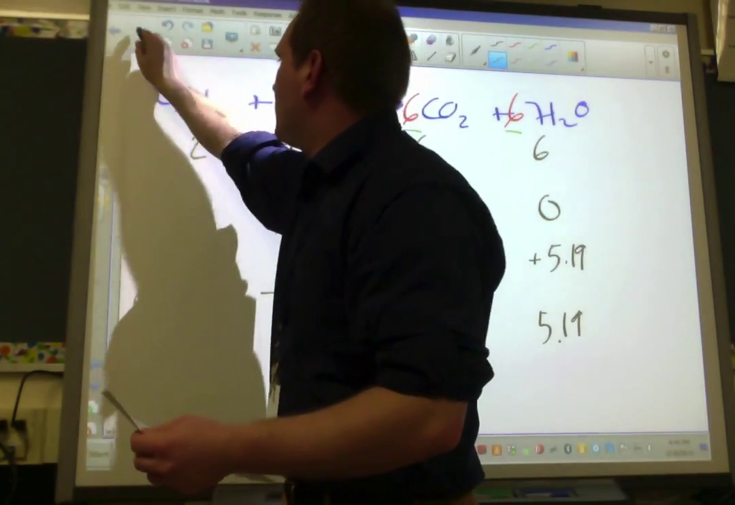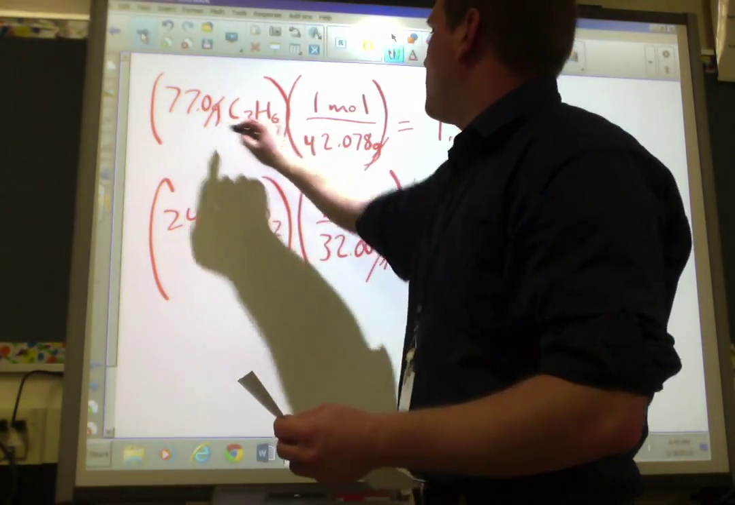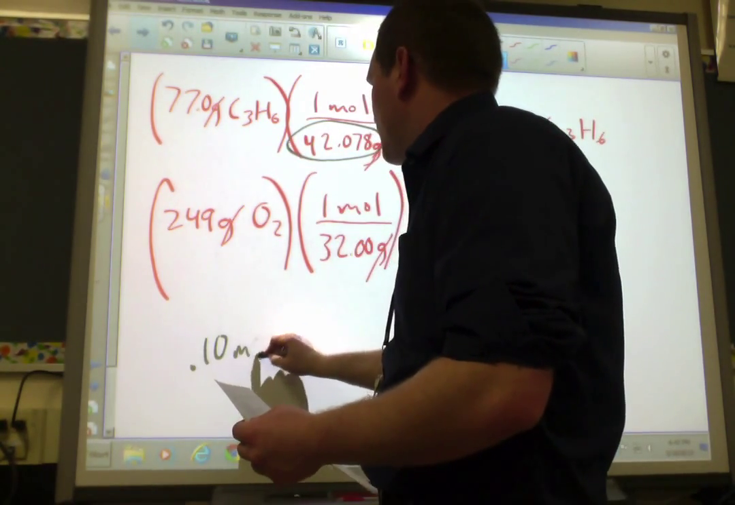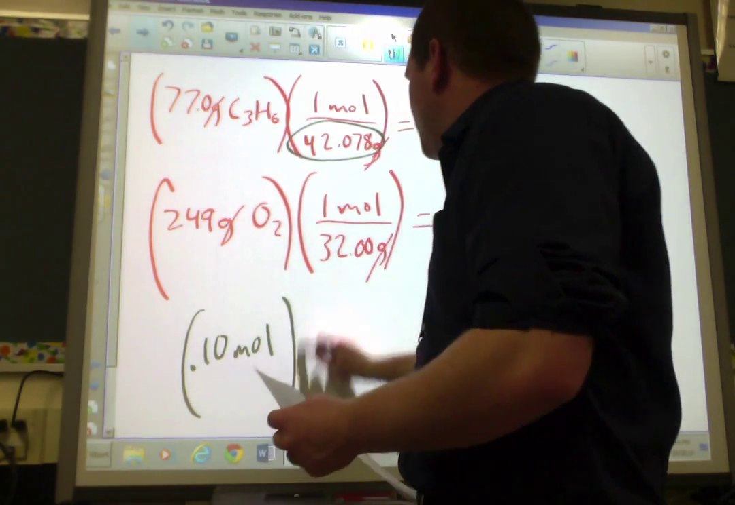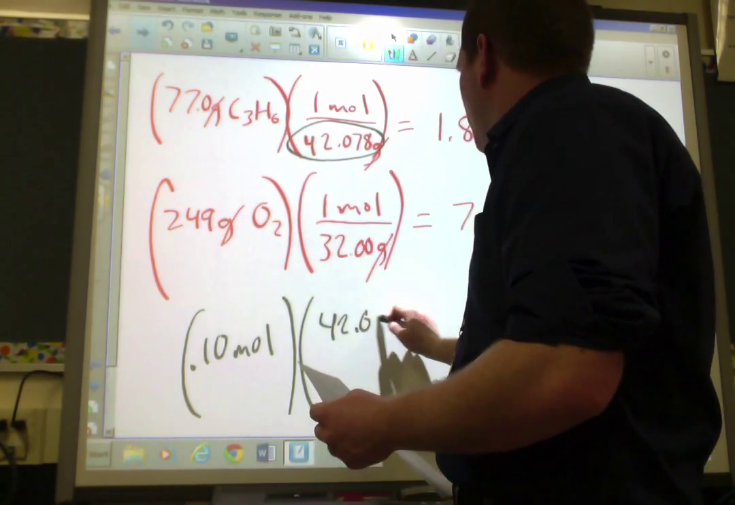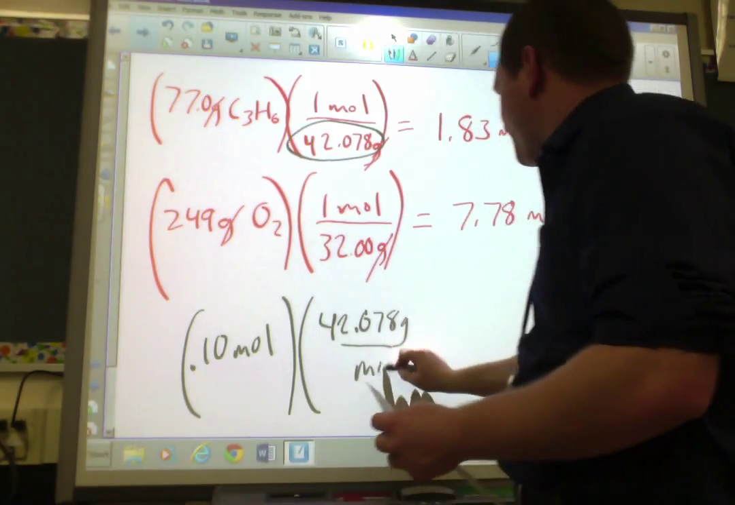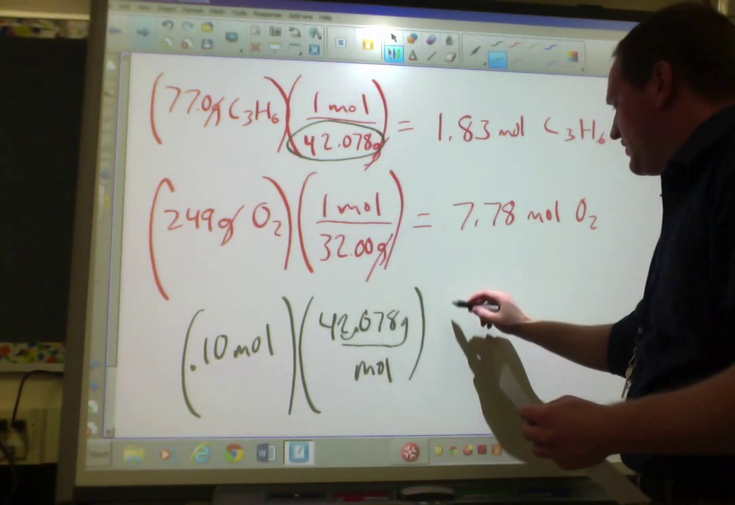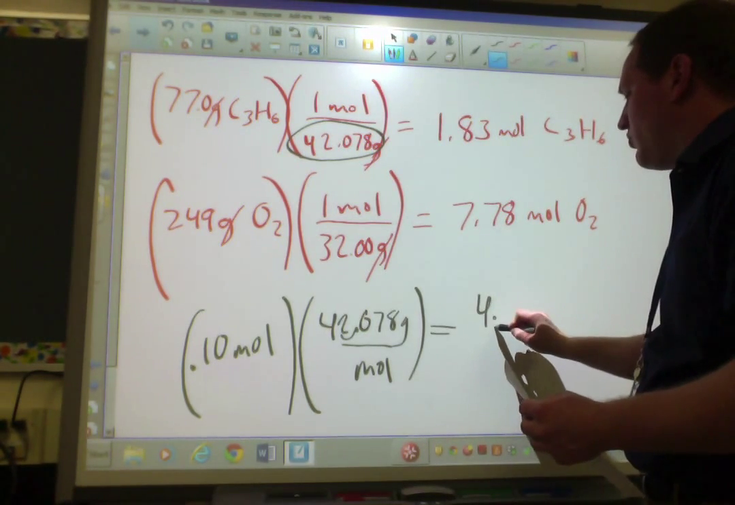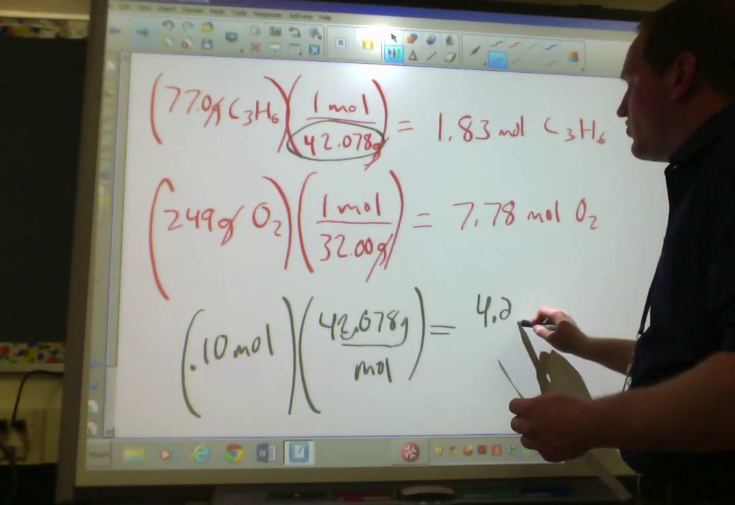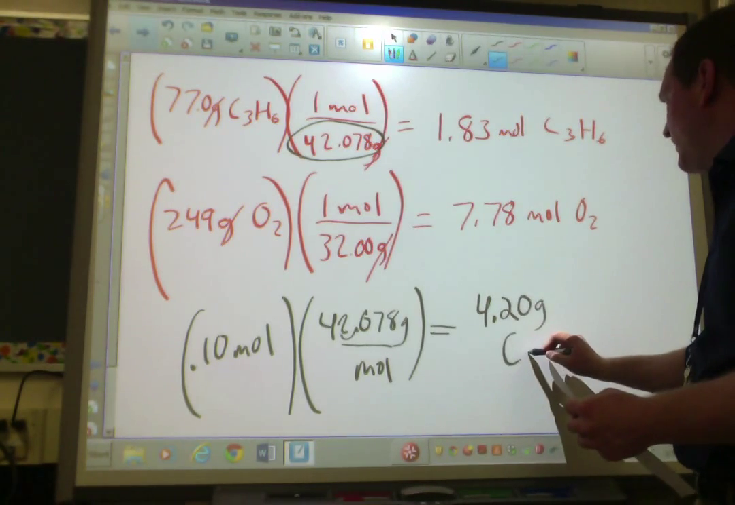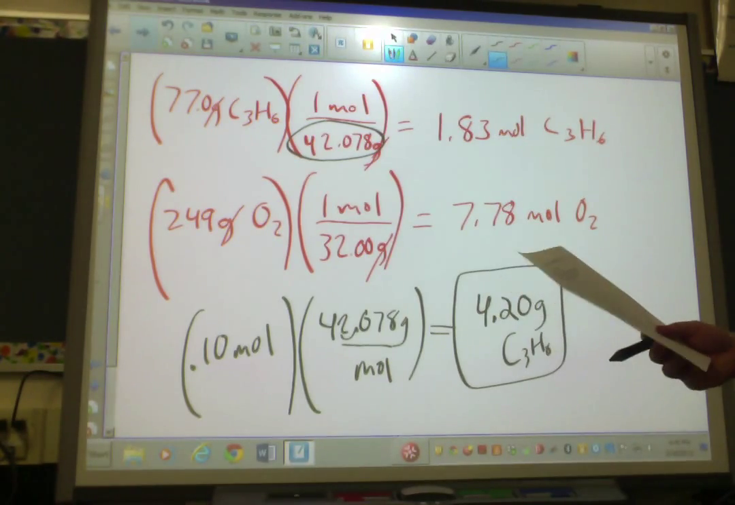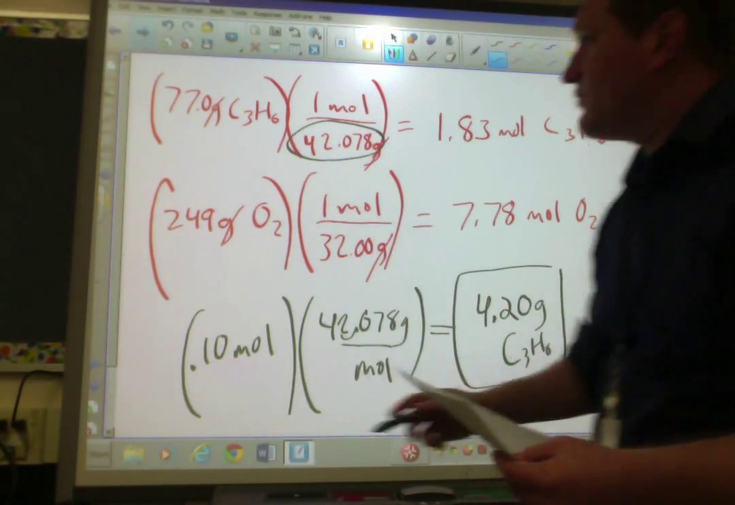So let me look ahead to what I did. So this was my molar mass here. So we found 0.10 moles of this times 42.078 grams per mole. And in fact, since it's just times 0.10, I could just move the decimal point over. So 4.20 grams of C3H6. That would answer the question if I had phrased it properly. That's how much excess reactant.